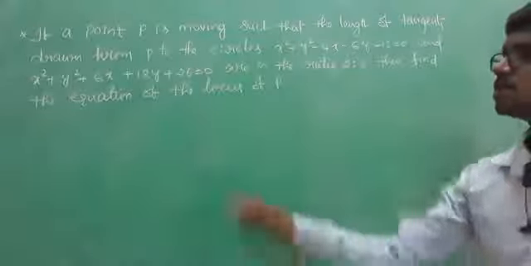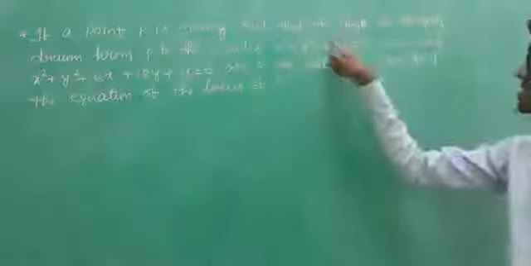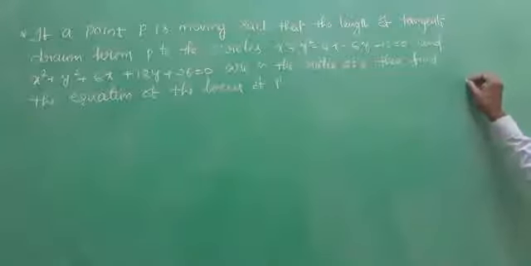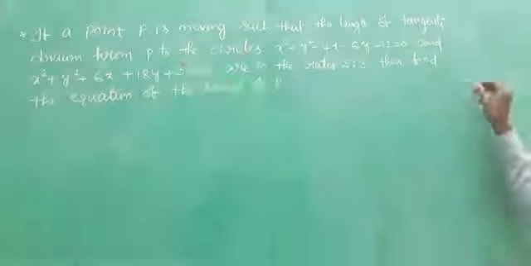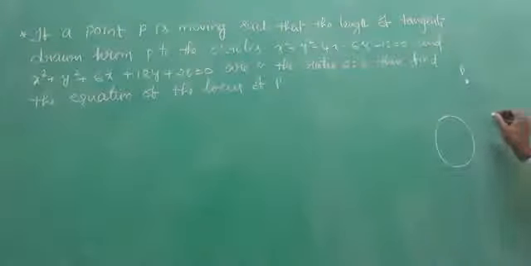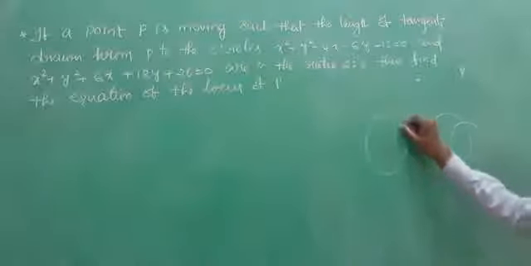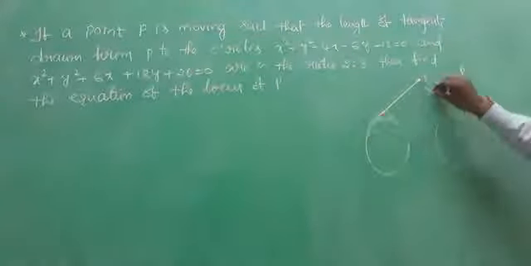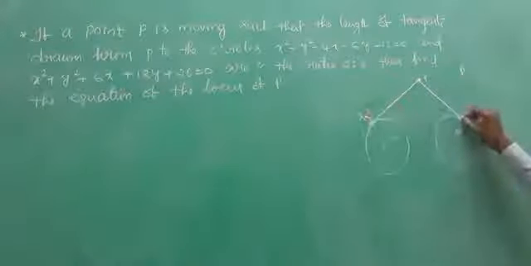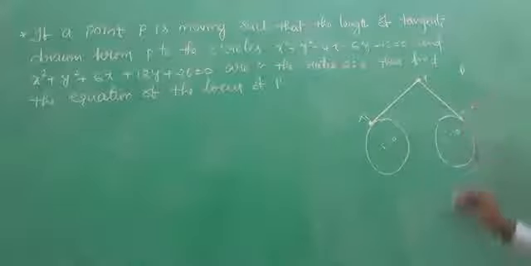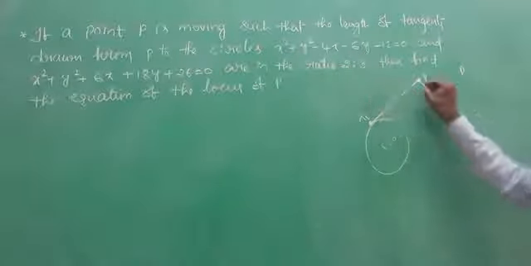See students, if a point P is moving such that the lengths of tangents drawn from P to the circles S equal to 0 and S dash equal to 0, the lengths of the tangents PT1 and PT2, where PT1 is the length of the tangent from P to the circle S equal to 0, and PT2 is the length of the tangent to the circle S dash equal to 0, are in the ratio 2:3. Okay, so let us see how to solve it.